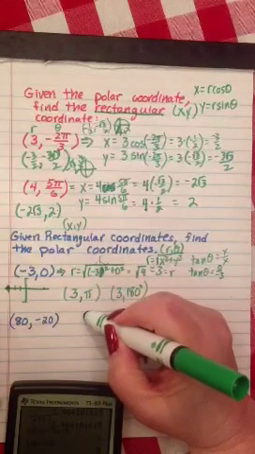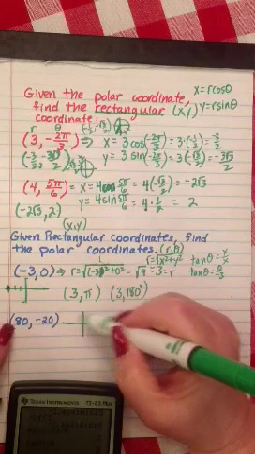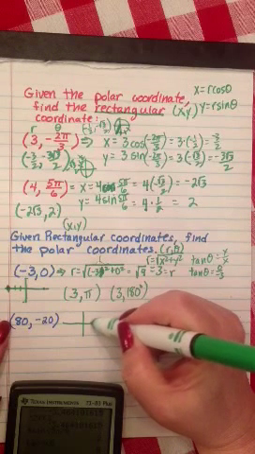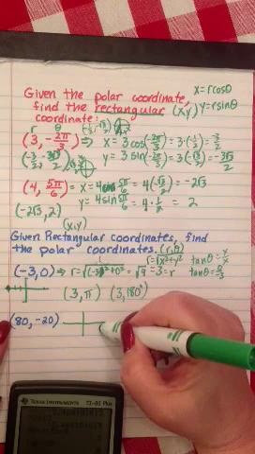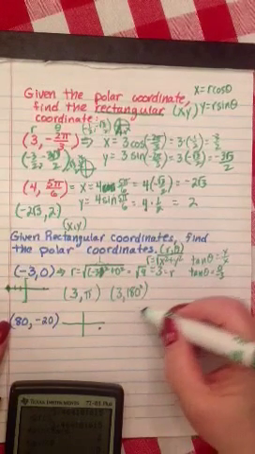All right, so keeping that in mind, let's see if we could figure out what quadrant we're supposed to be in here on this one. It says go over 80, down 20. So I'm going to assume I'm going to go over 80, down 20. So I'm going to be somewhere over here in the 4th quadrant.